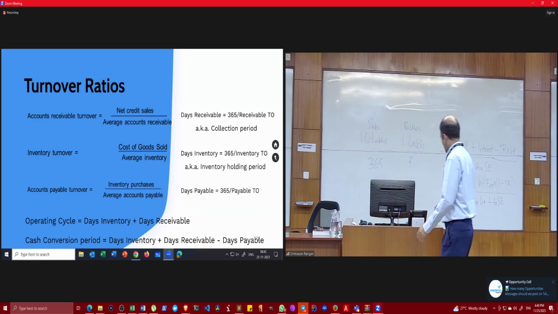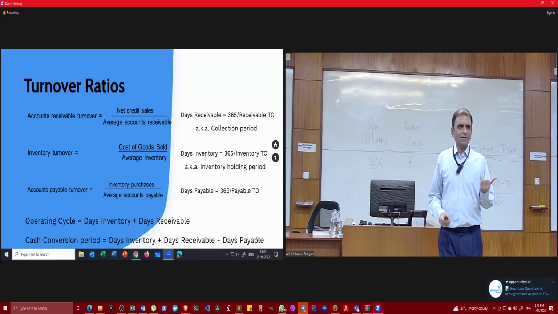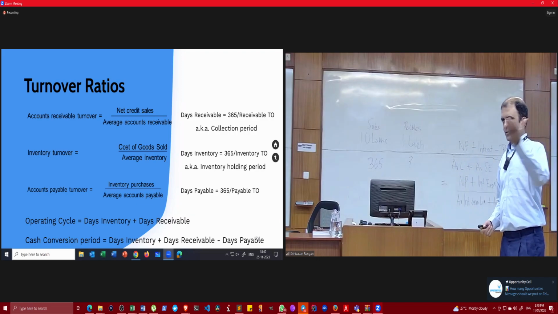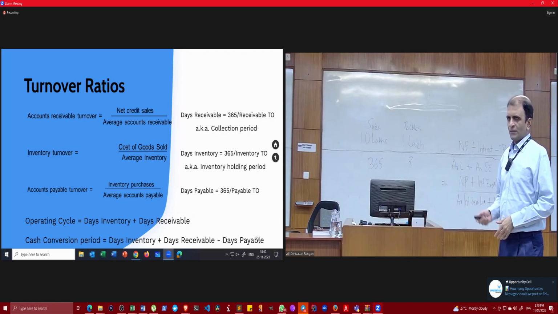Okay, so these are short-term liquidity ratios. So we have current ratio, quick ratio, these three turnover ratios, and their associated days, and the cash conversion period.